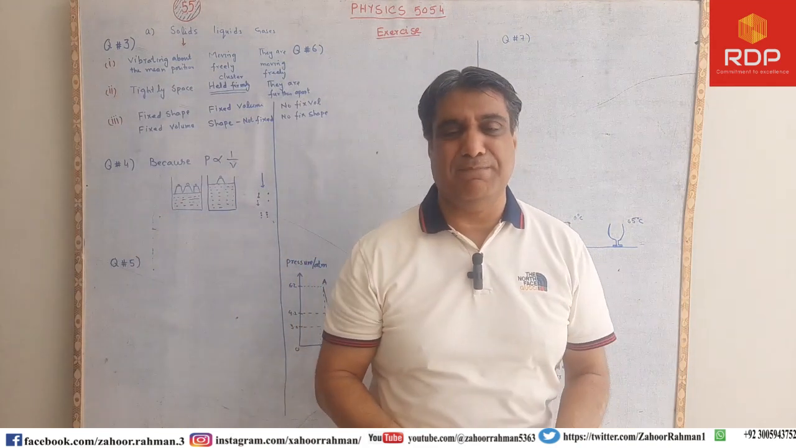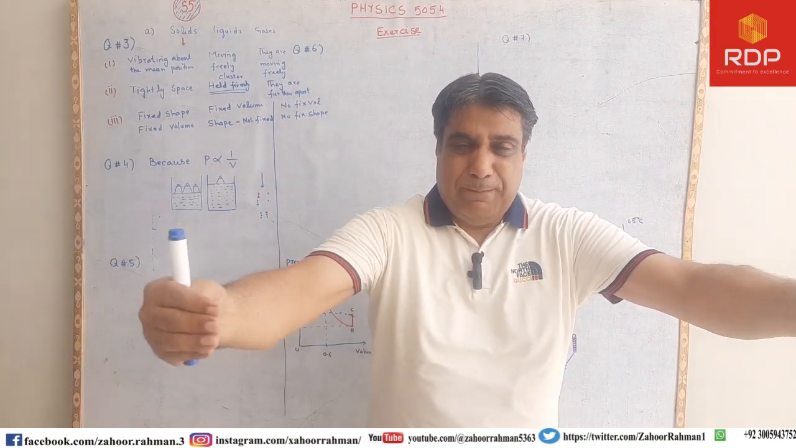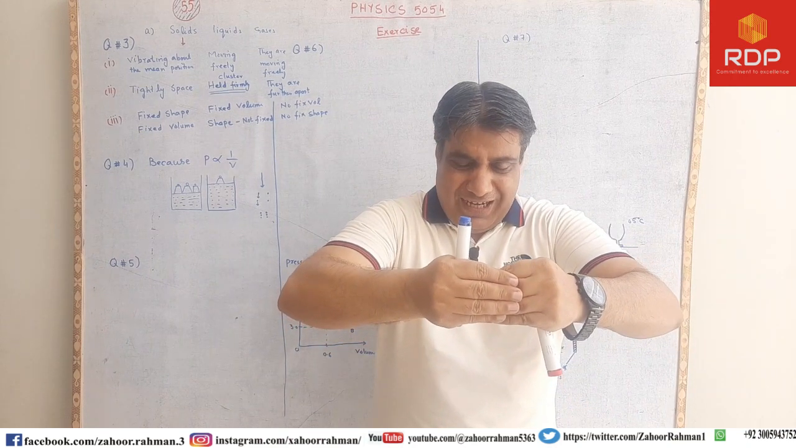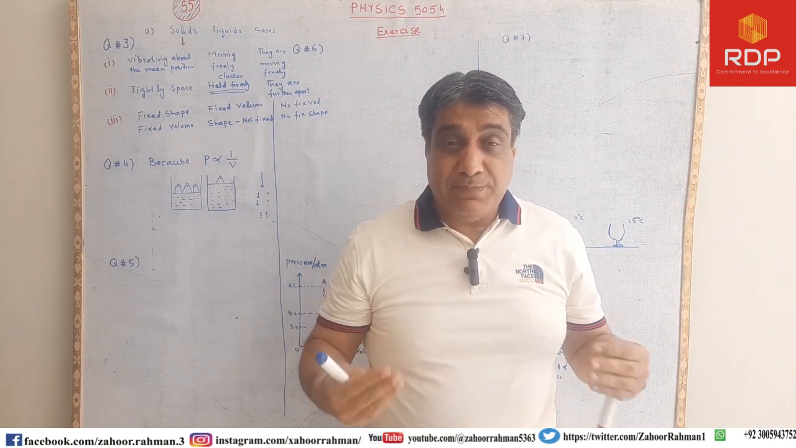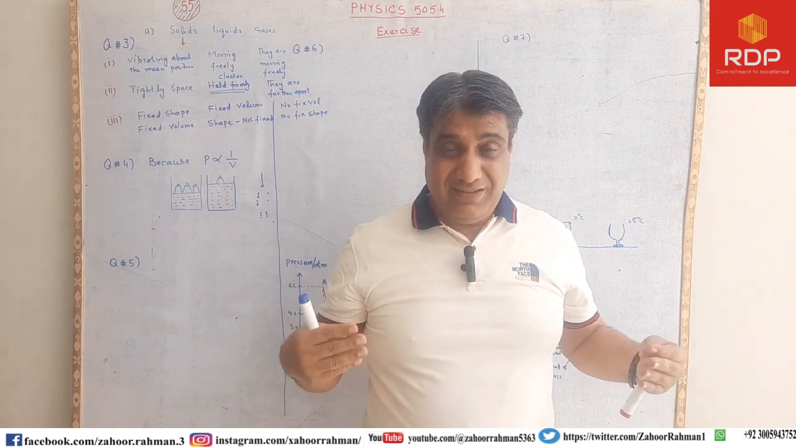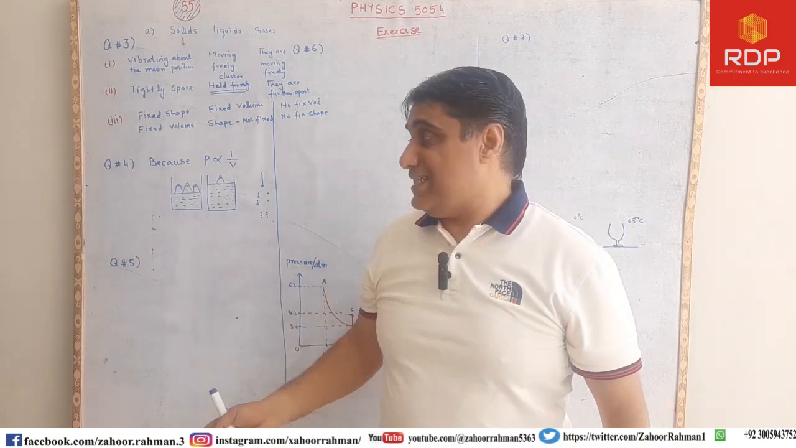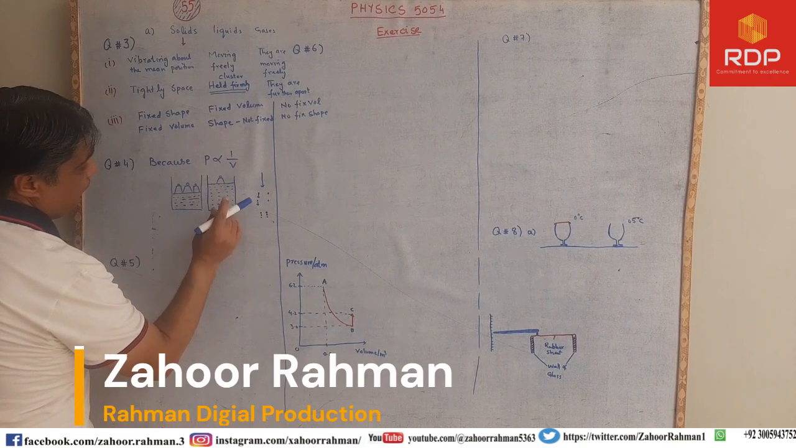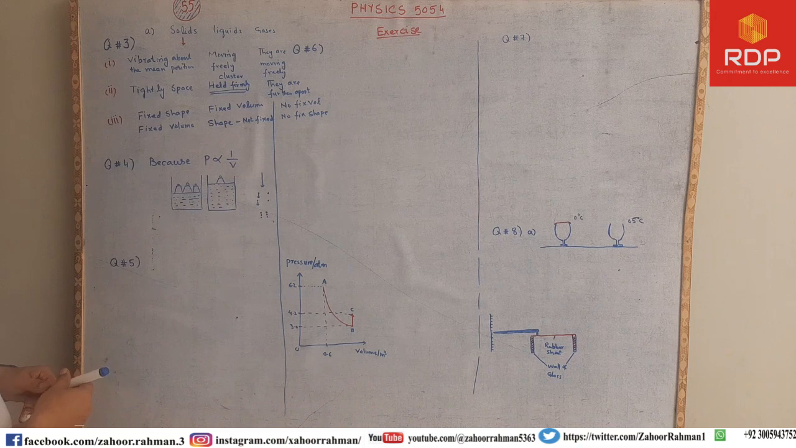Let me give you an example from daily life. If there are 3 or 4 people and you are pressing them, you are decreasing their volume. So it means that they will feel pressure on their cell. In similar cases, when you are decreasing the volume, the pressure will increase here as well.